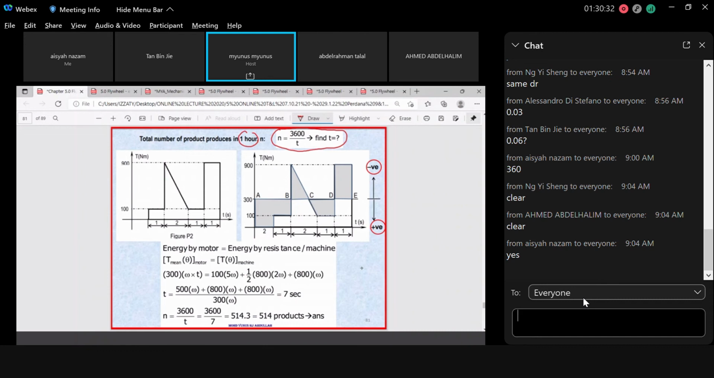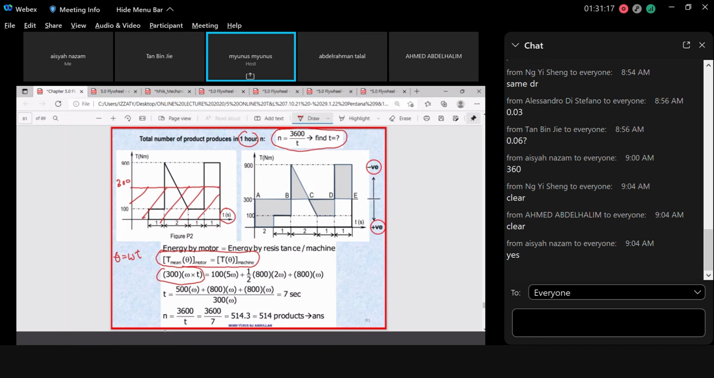So you have this equation. Remember this equation to define the T mean, isn't it? So T motor and T machine. This one is the motor, which we do not know, so put it here. This one is all by motor, correct? By motor, you have 300, just now they provided 300. So you have 300 multiplied by theta. This theta is equal to omega p. The reason I put it here is because this one is in seconds, so you need to convert it to radians, multiplied by omega.